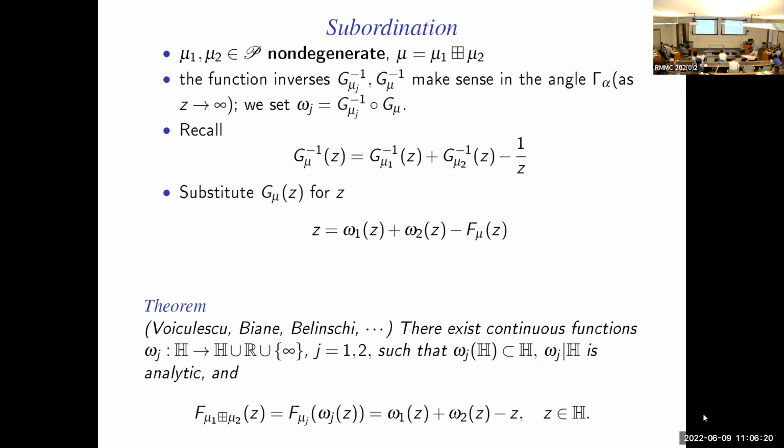Worried, so your equation in the middle says z is omega 1 plus omega 2 minus F mu. But in the theorem, it's F mu of omega j. Yeah, I put F mu on the other side. You see, so you have a z on this side. Right, but that would say F mu of z is omega 1 of z, F mu of omega j is omega j of omega j. Oh, okay, sorry, yeah. I wrote it like that.